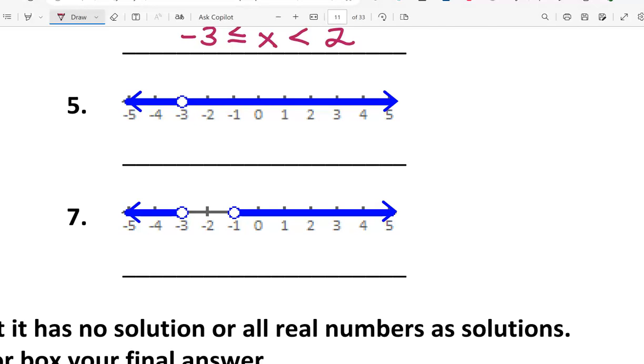In 5, we see everything shaded on the number line with the exception of -3. So x just simply is not equal to -3.